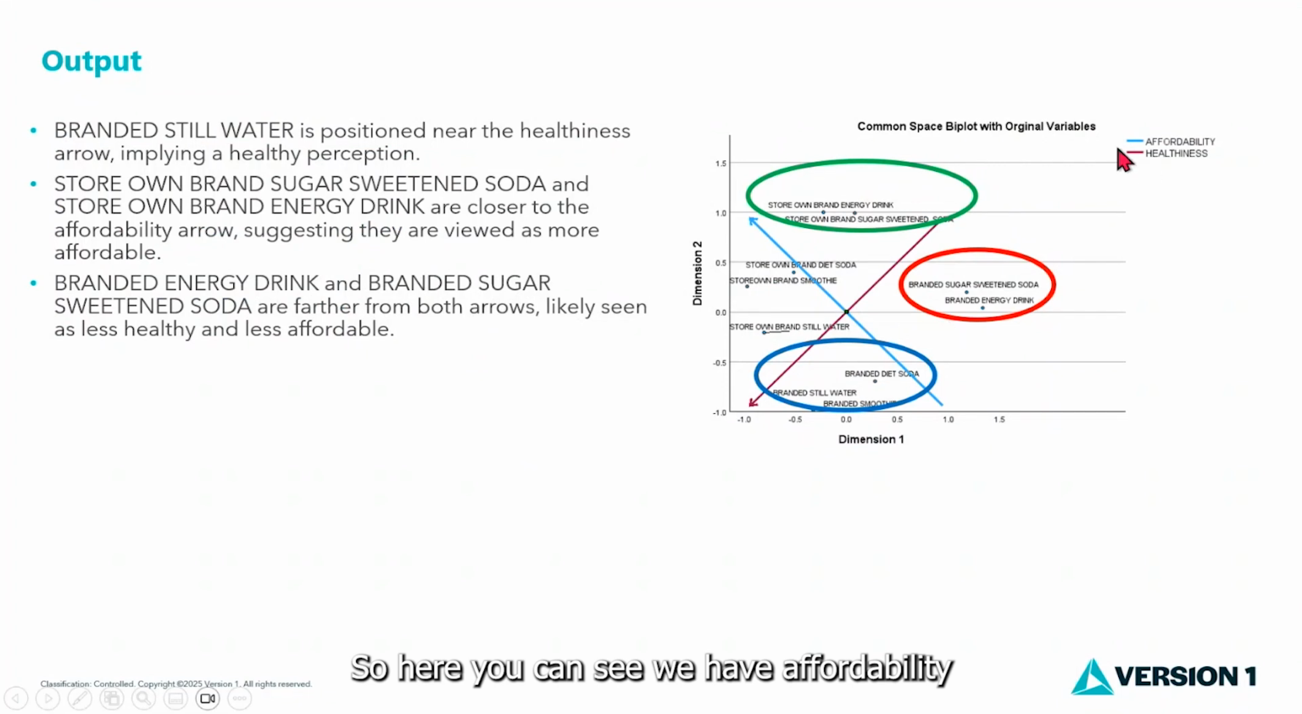So here you can see we have affordability and healthiness. And of course, if we're looking at branded still water, you can see that here. It's positioned near the healthiness arrow, implying a healthy perception. If we look at store-owned brand sugar sweetened soda and store-owned brand energy drink, we can see that up here. So these are closer to the affordability arrow, suggesting they're viewed as more affordable. If we look at, for example, branded energy drink and branded sugar sweetened soda, you can see that they're further from both arrows, and so they're seen as less healthy and less affordable.